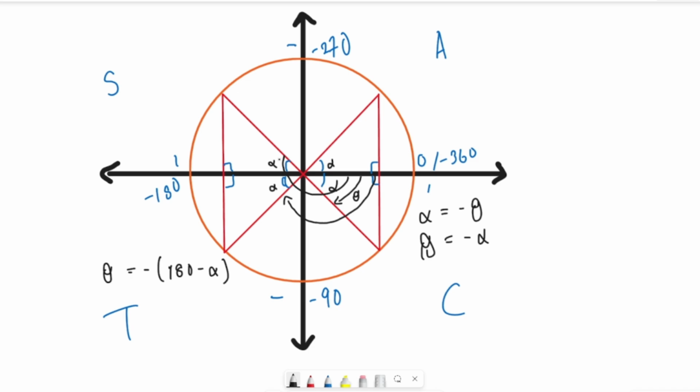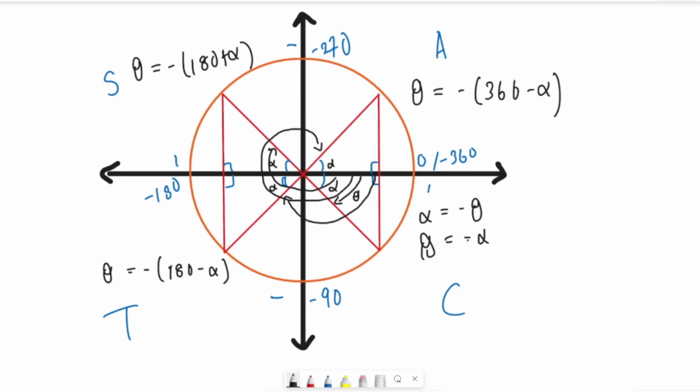You move till here, then you get 180 plus alpha with a negative sign outside. You get negative, 180 plus alpha. And on this quadrant, you get the same thing, but now notice that the first quadrant is the one we do 360 minus alpha in. So this will be theta. So we say that theta is equal to negative, 360 minus alpha. You need to remember that the negative sign stays there.